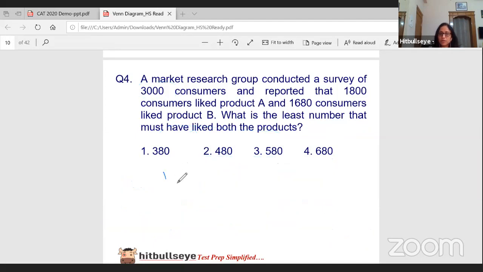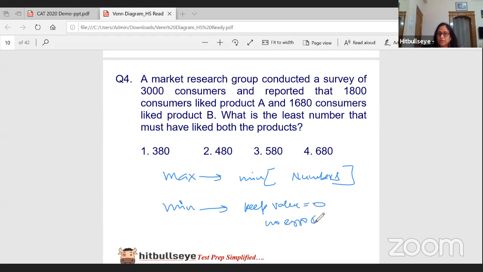So I'm just repeating. For maxima, you take the minimum of the numbers given in your question whose intersection this will be. For the question of minima, keep that value as 0. If no error comes up by filling the Venn diagram, then your answer becomes 0. If there is an error, then that error itself becomes your answer. And by error, we mean something becoming negative, or something exceeding by some value. Is the shortcut clear to all of you?